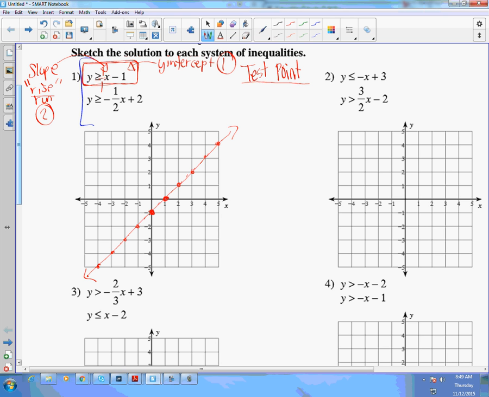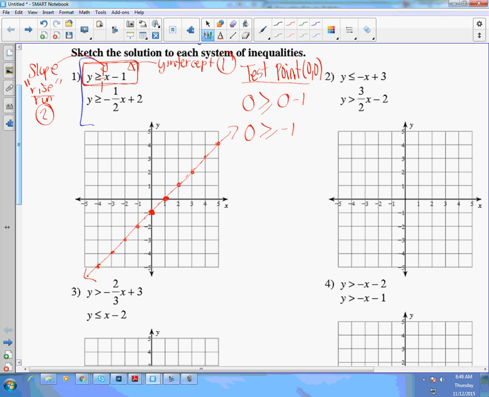Okay, the easiest point to use is 0, 0, because when we plug in 0, it's really nice to work with. We're going to replace the y with a 0, then replace the x with a 0 and put -1. The y is 0, the x is 0, and then just simplify: 0 is greater than or equal to -1.